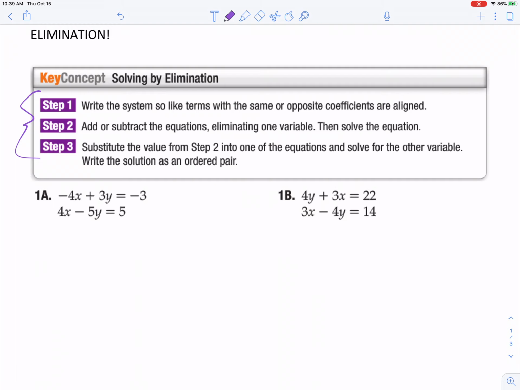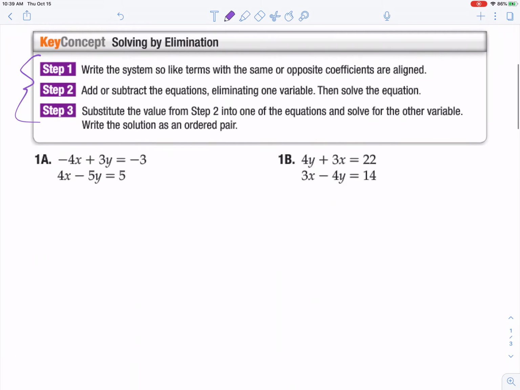Write the system so the like terms with the same or opposite coefficients are aligned. So basically, make sure your x's are on top of each other, your y's are on top of each other, and the equals a number are on top of each other. And then add or subtract the equations. This is going to eliminate a variable and then finish solving for whatever's left.